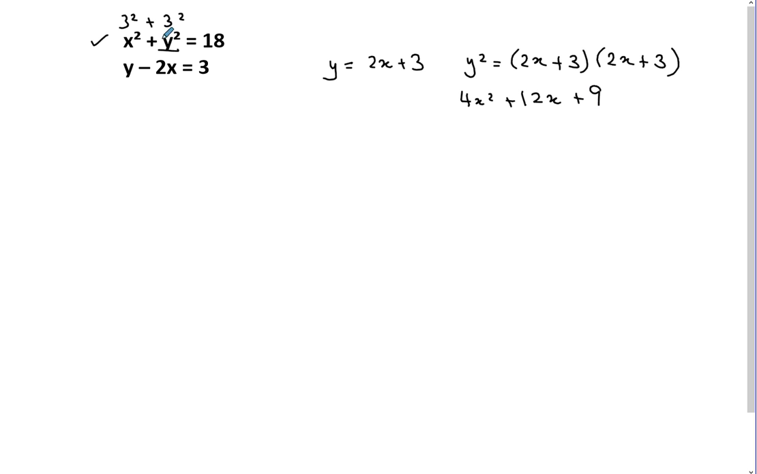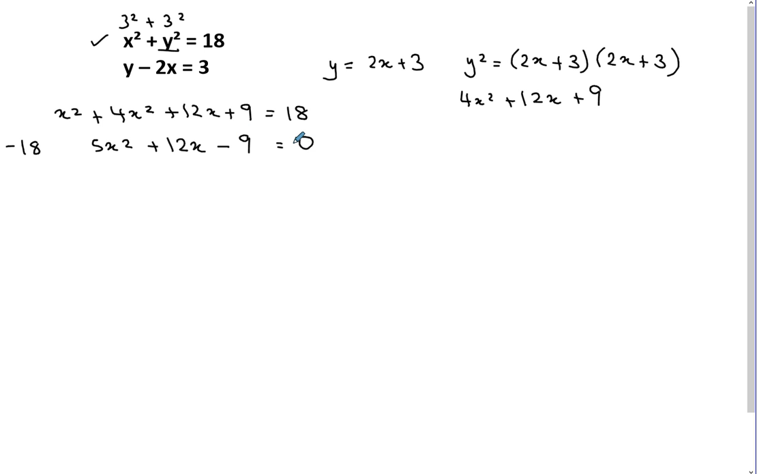So we're going to put it in there. So you've got your original x squared, and then plus 4x squared plus 12x plus 9 equals 18. We'll minus the 18 while we're collecting like terms. So you've got 5x squared plus 12x minus 9 equals 0.